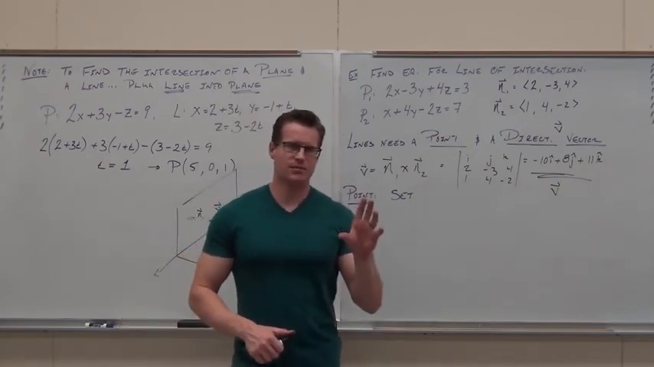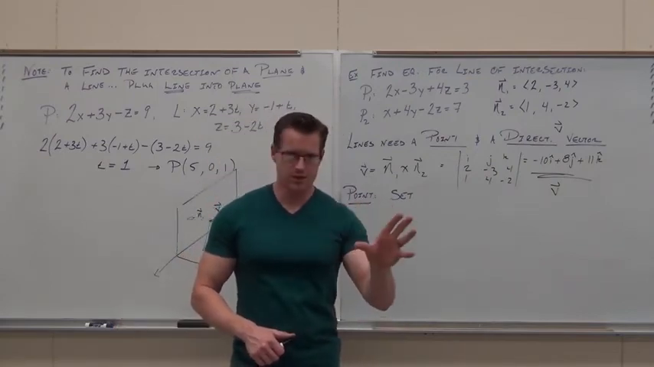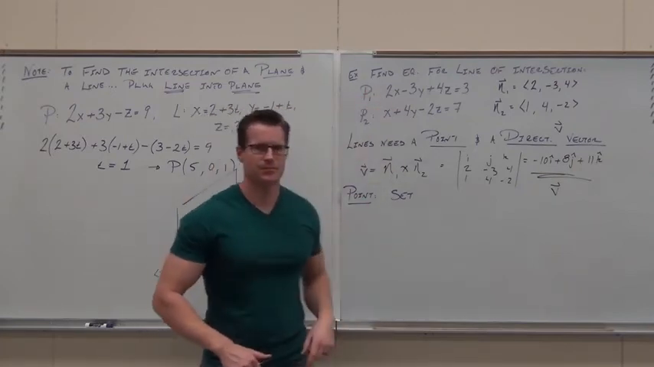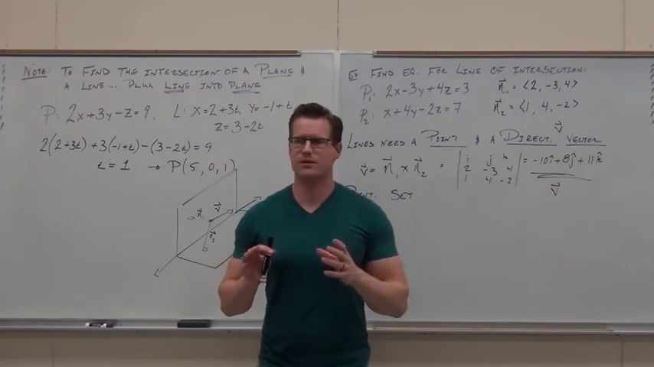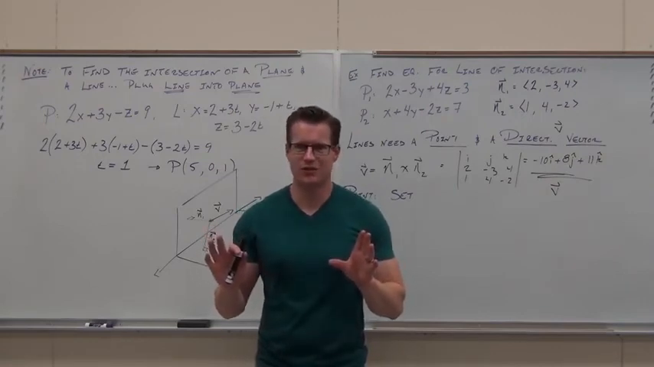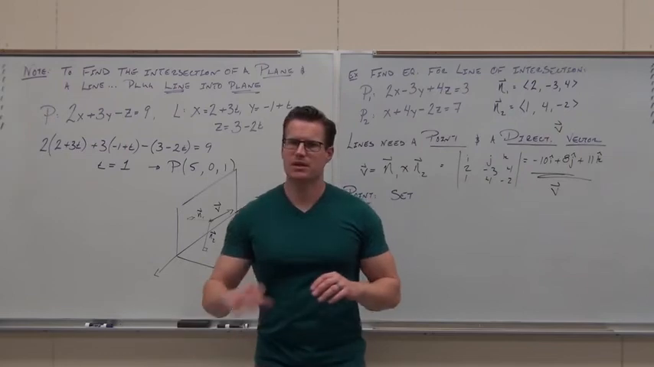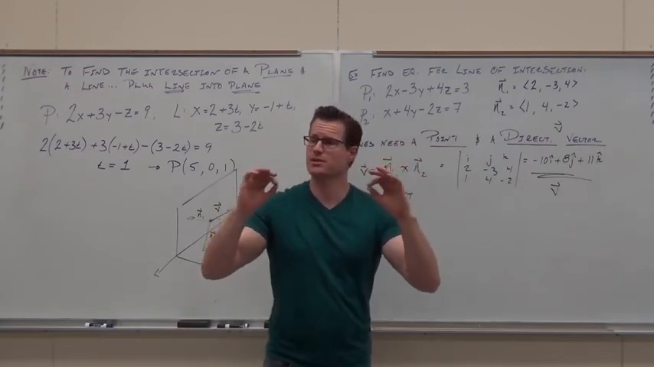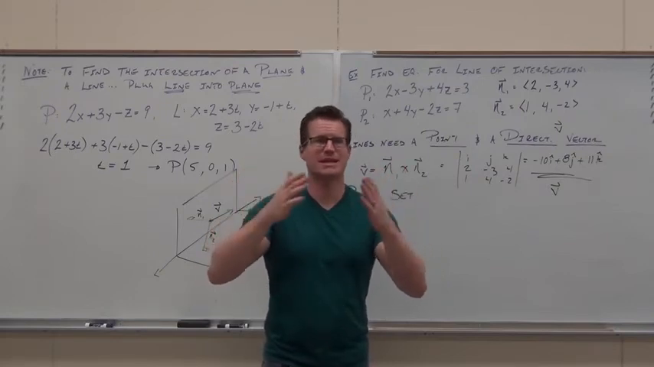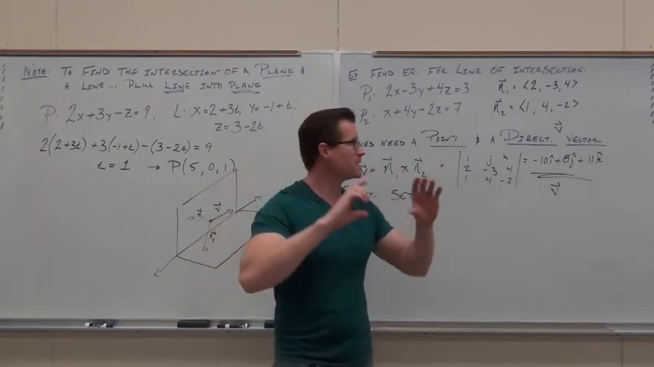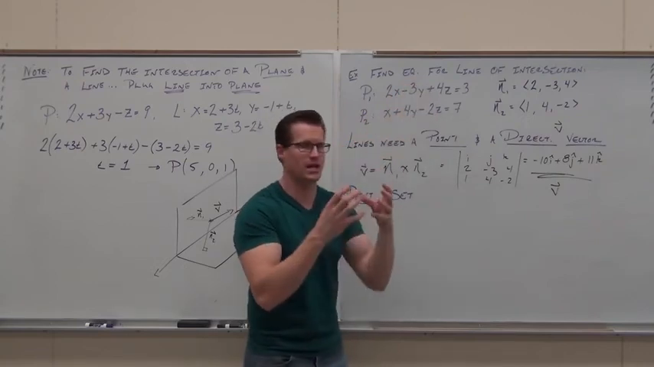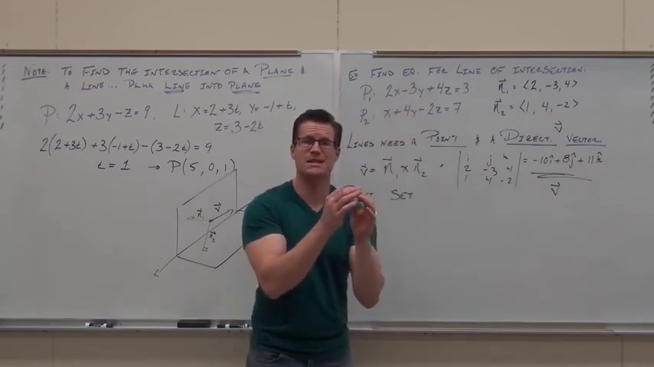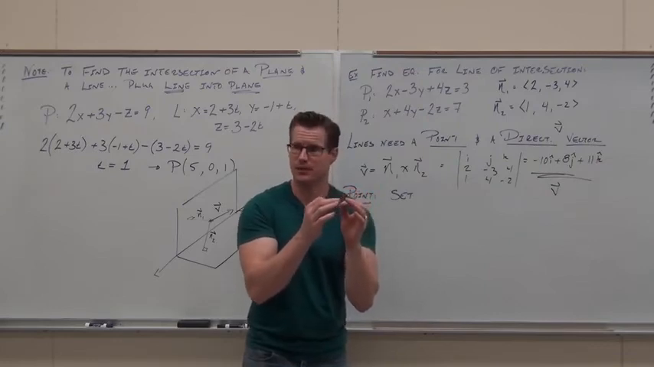Set x or y or z, any one that you choose, equal to 0 in this system. And here's why it works, because it's not intuitive at first. If you've got a system, that system stands for the intersection. These planes intersect in a line. So if I set something equal to 0 in this system, which stands for a line, then what we're going to figure out is where that line crosses that particular plane in space.